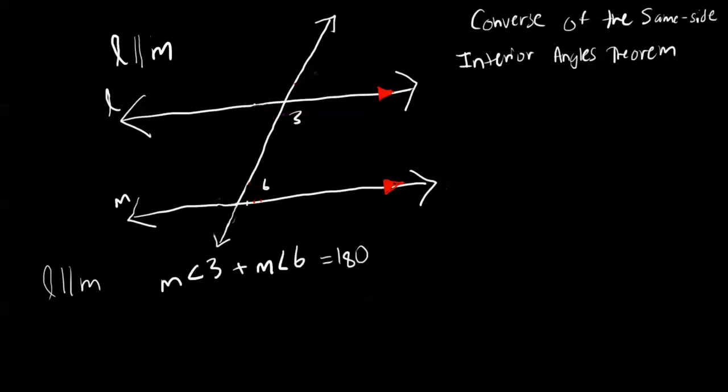The next theorem we're going to look at is theorem 3.5, converse of the same side interior angles theorem, which is basically the opposite of the same side interior angles theorem. It states that if two lines and a transversal form same side interior angles that are supplementary, then the two lines are parallel. So here we can see that if the measure of angle 3 plus the measure of angle 6 equals 180 degrees, then line L is going to be parallel to line M.